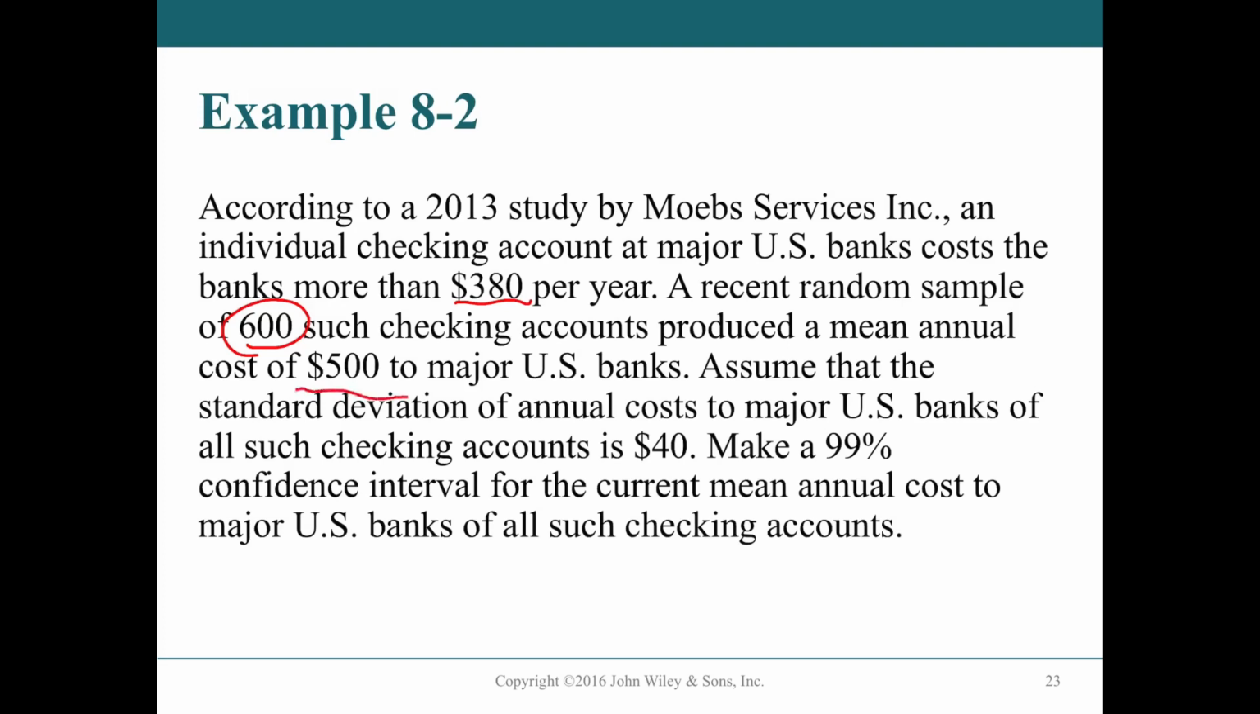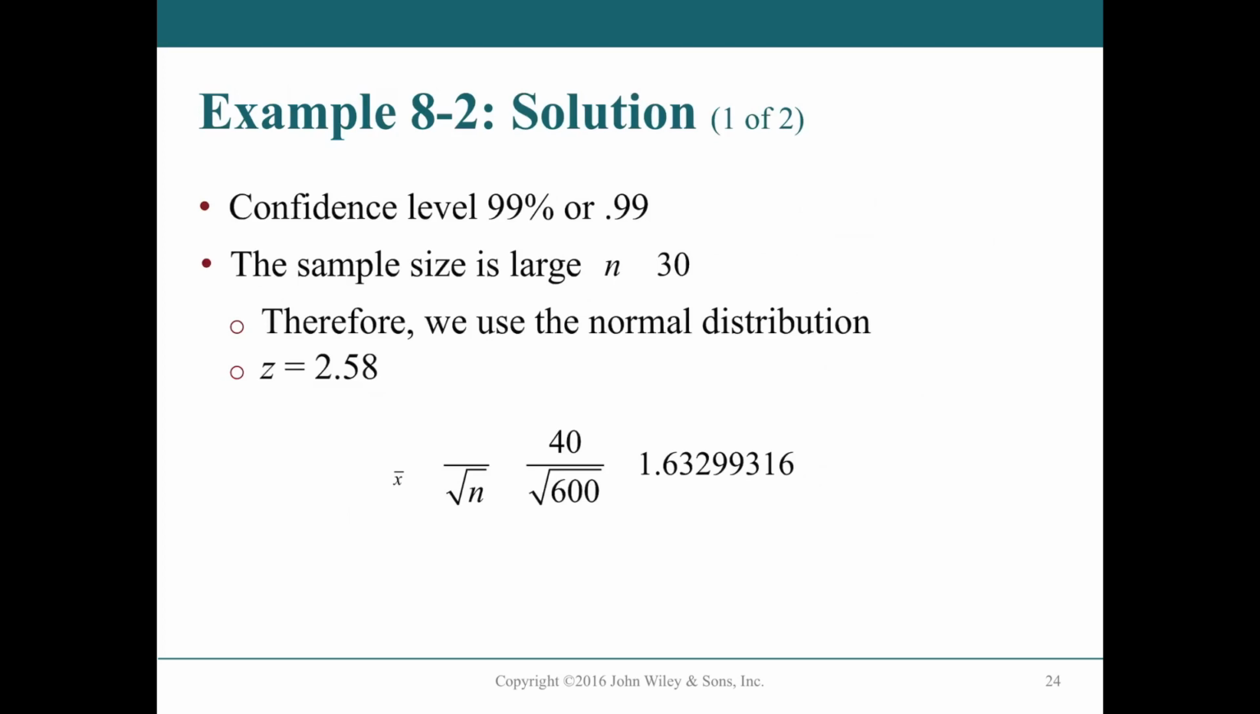And it produces a mean annual cost of $500 to major U.S. banks. Now, assuming the standard deviation of annual cost to major U.S. banks is $40, and this is the standard deviation. It did say assume, so they're making it simpler for you by assuming that this is sigma, not S. Make a 99% confidence interval estimate for the current mean annual cost to major U.S. banks for such a checking account. And by the way, this 380 doesn't seem to really matter, so I'll just cross that out.